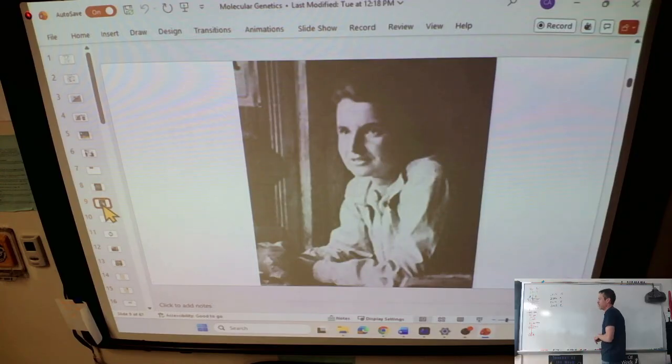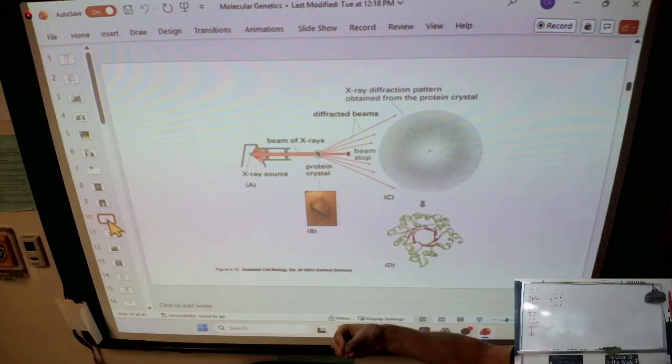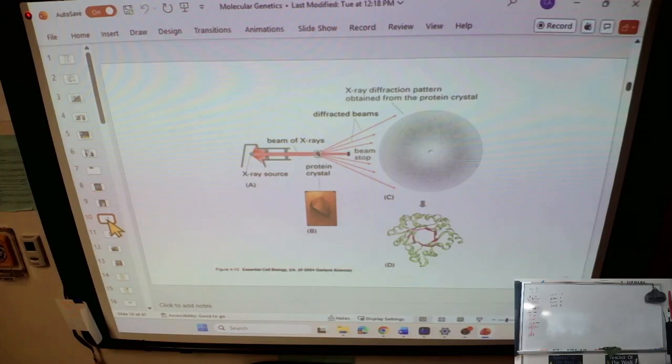Rosalind Franklin in the early 50s is working on X-ray crystallography. And with X-ray crystallography, it's weird. You shoot X-rays at a chemical that you can't see, and then based off of how the X-rays bounce off, you reconstruct what the chemical looked like. So it's a little bit like a bat using echolocation.